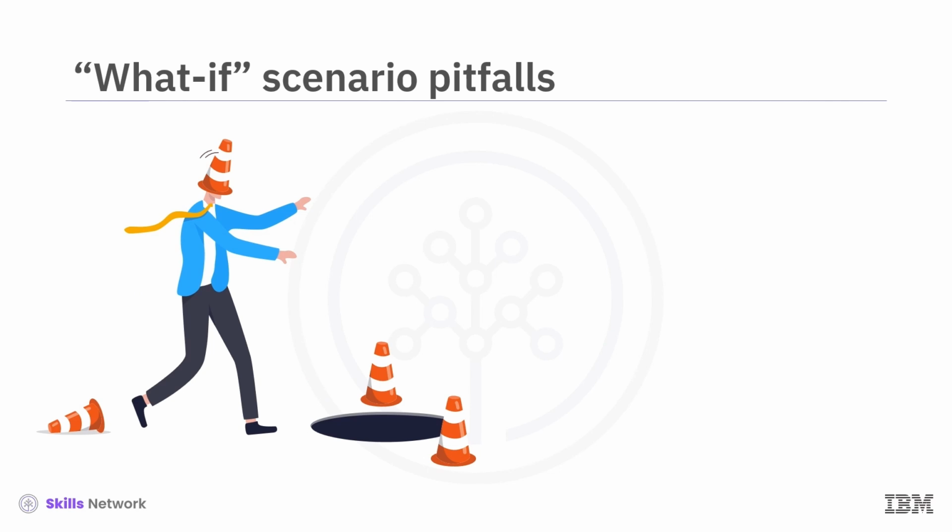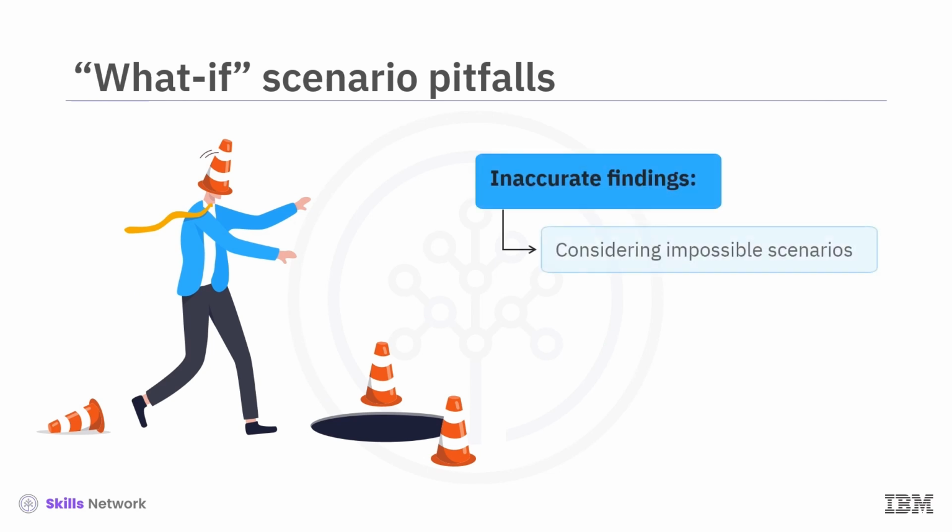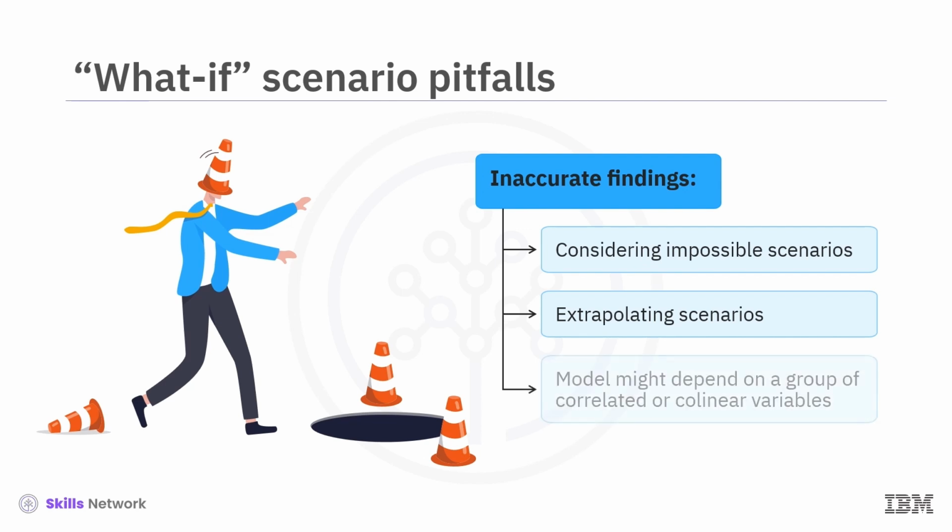The what-if scenario can sometimes provide inaccurate findings in the following situations. You might consider impossible scenarios for your model to obtain predictions. You might extrapolate scenarios that are too distant from the realm of data it was trained on. Your model might depend on more than one variable amongst a group of correlated or collinear variables.